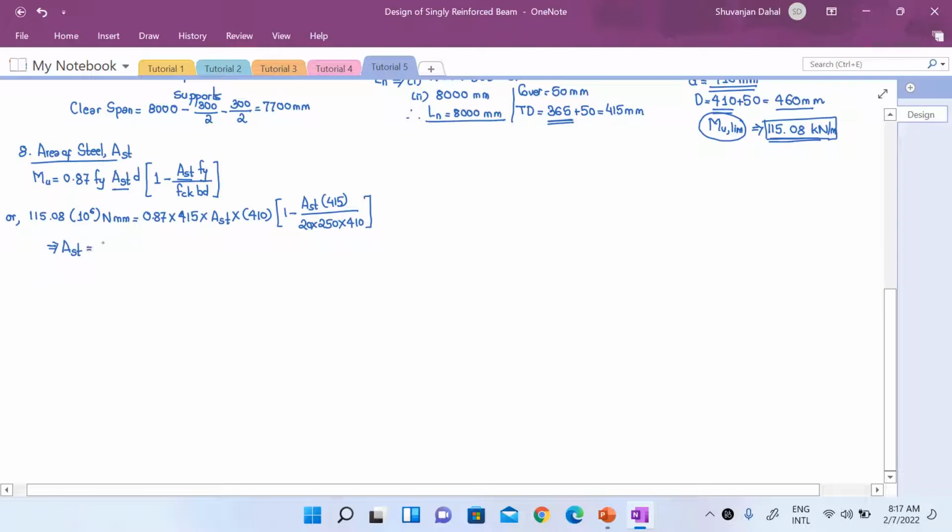You will get the value of AST as 966.52 millimeter square, and another value you will get is 3973.24 millimeter square. So in this way you get the two values for AST.